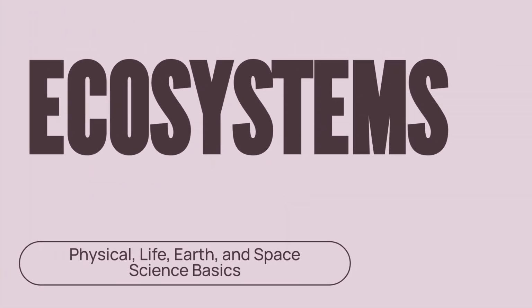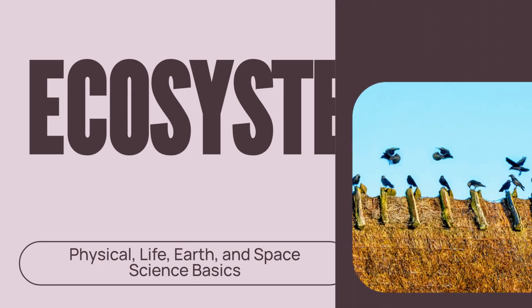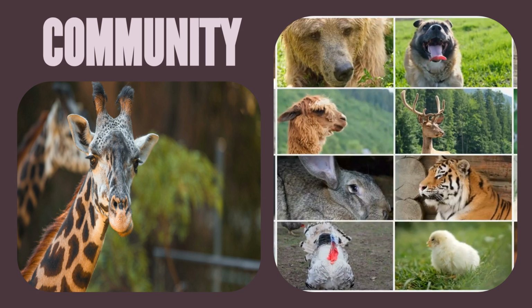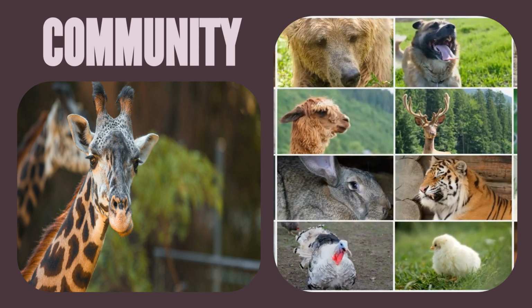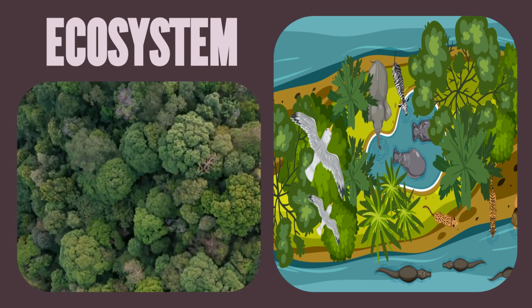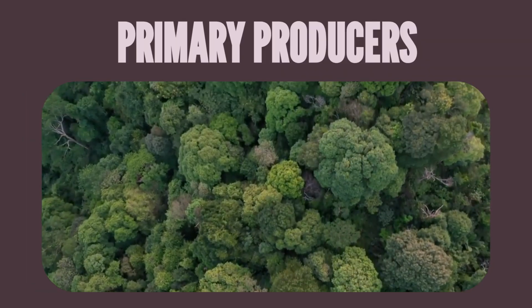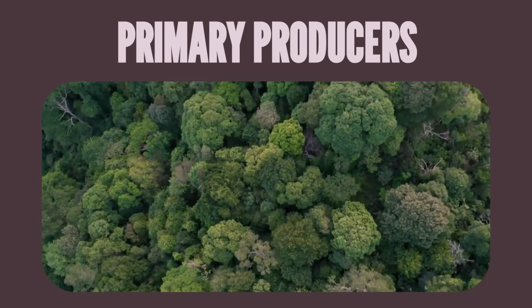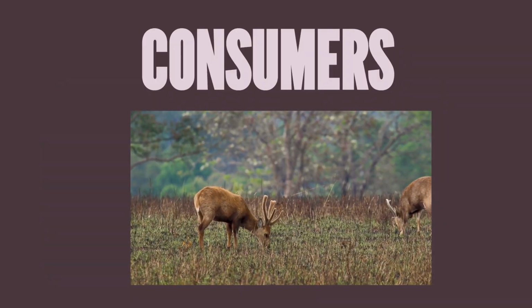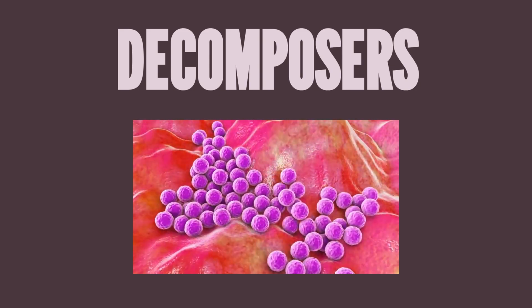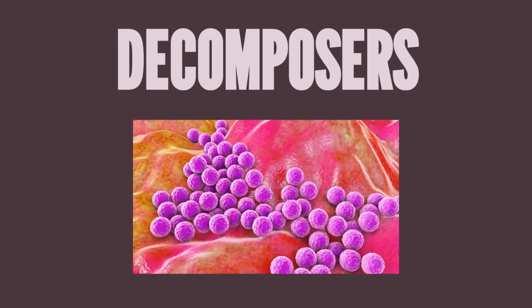Life doesn't happen in a vacuum. It thrives within complex interconnected systems. A group of the same species is a population. All the different populations in an area form a community. And when you add the non-living or abiotic factors, you have an ecosystem. Within this ecosystem, we have roles. Primary producers, like plants, make their own food. Consumers eat other organisms to get energy. And decomposers are the cleanup crew, recycling nutrients from dead matter back into the system.